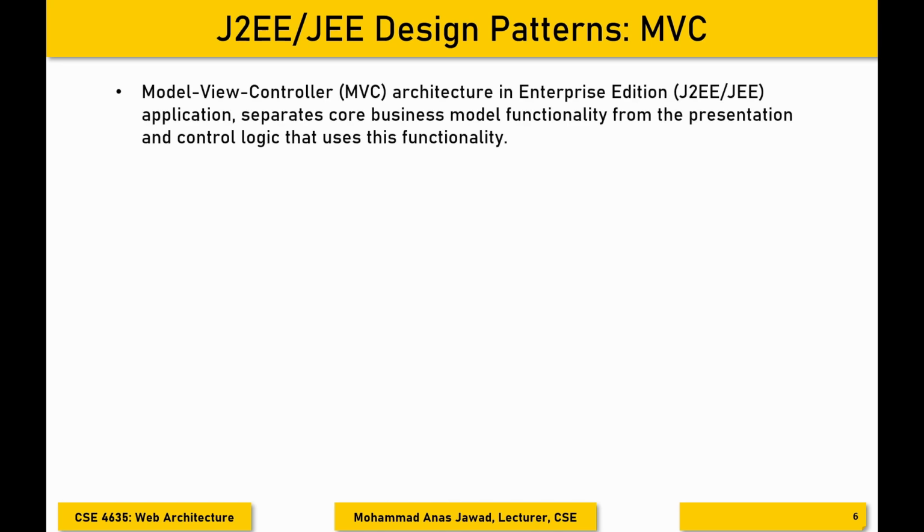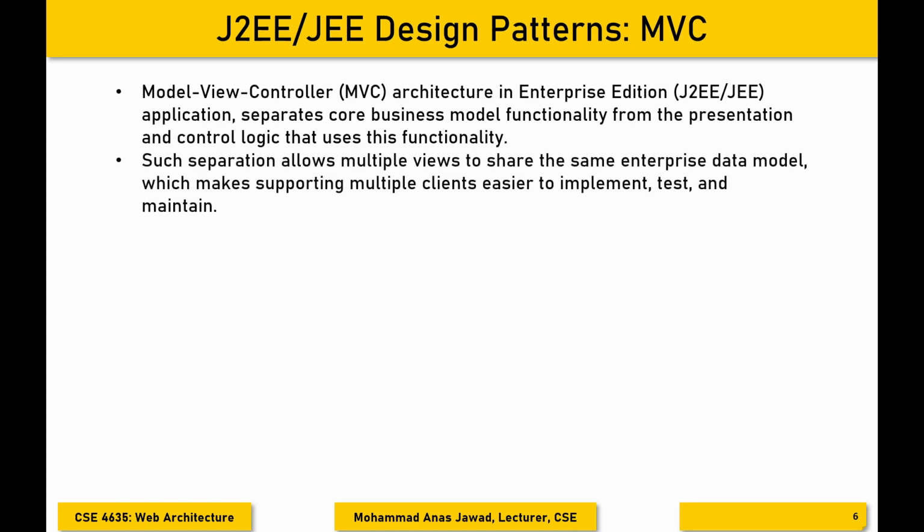Just to recap, the reason we use the MVC architecture is so that we can separate the presentation tier, the control tier, as well as the model tier. This allows us to have a proper separation of concerns in our application. Such separation allows multiple views to share the same enterprise data model, which makes supporting multiple clients easier to implement, test, and maintain. Now, what are the main motivations for using the MVC model?